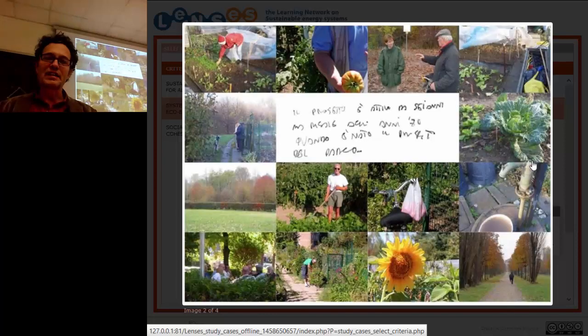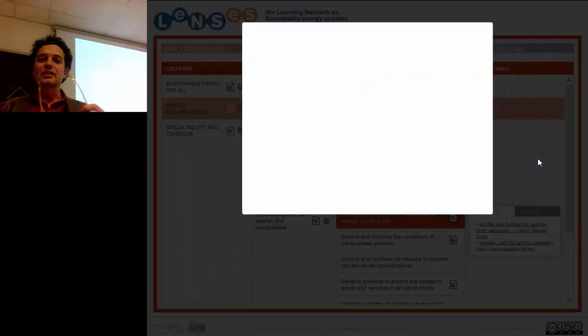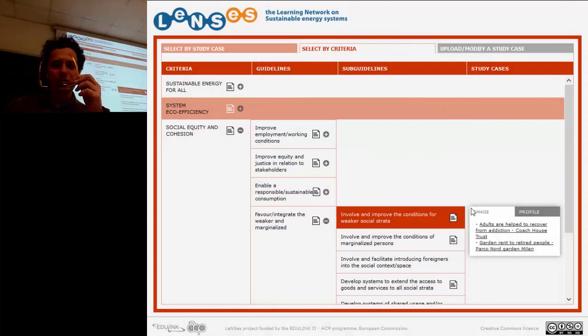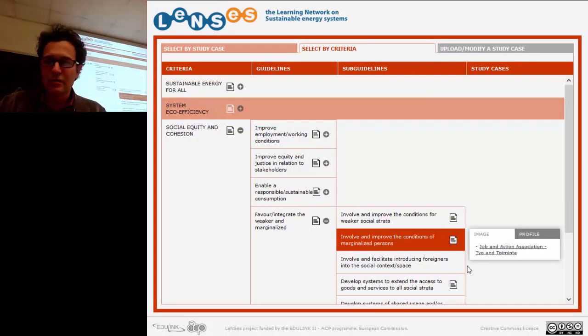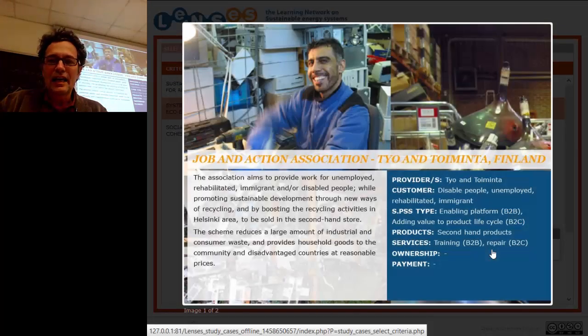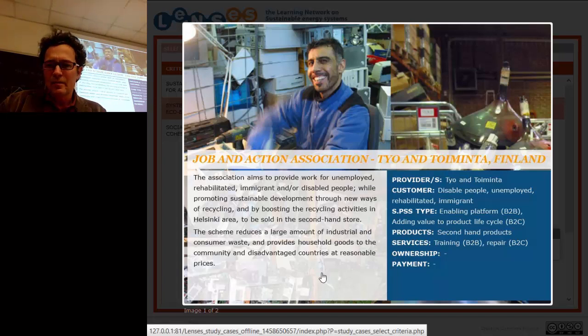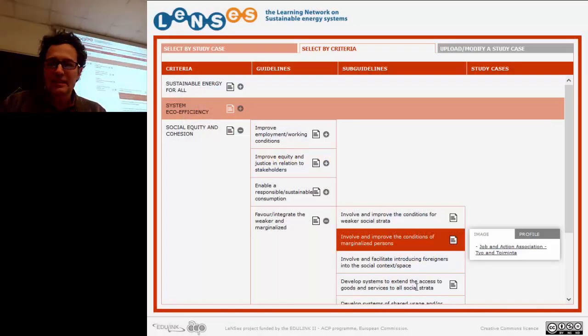And of course, they are cultivating, but they have to take care even of some common spaces and something like this. And it's an occasion for them to be there to communicate and to be with others, which could sometimes be a problem for elderly people. Involve and improve the condition of marginalized persons. We go on again in Finland. This is for unemployed people. Well, it's quite similar to the example that I showed you before, so I skipped this example.